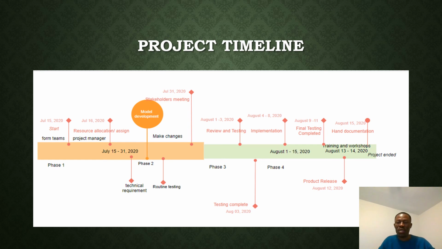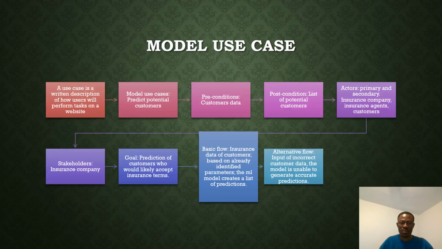Then phase 4 has a very long time, because it involves the final testing, and it also involves training and workshops, and the final handing over. So you realize that on the 14th the workshops end, and then on the 15th there's a handover, then the project ends. So this is the model usage.